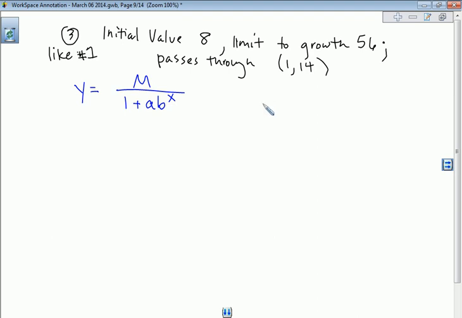What is my limit to growth? What is the maximum growth according to this problem? 56. 56 is as large as we can get. Okay, so now we've got that filled in. Now we got to fill in A and we got to fill in B. So they tell us the initial value is 8. So that means the value of the function is 8 when time is what? 0. So what could I plug in for x? 0. And what could I plug in for y? 8.